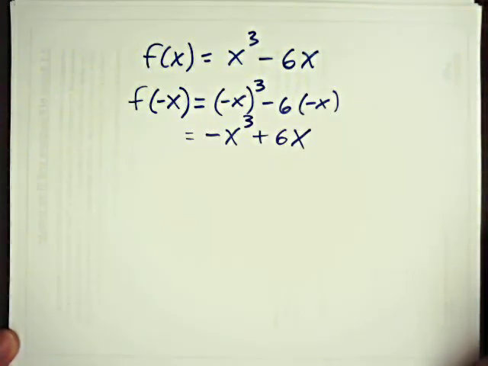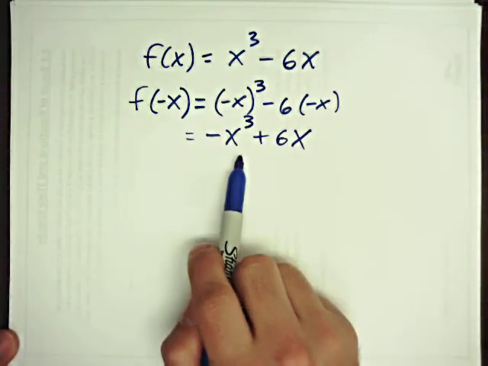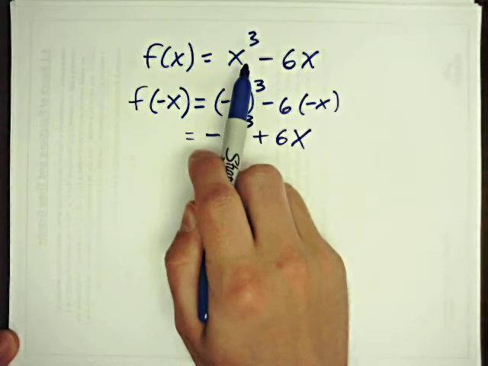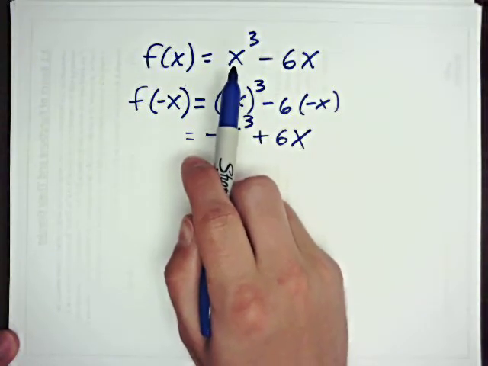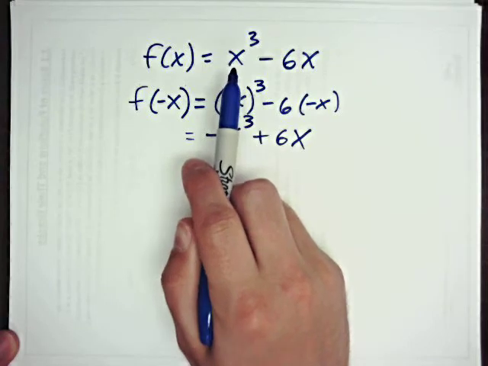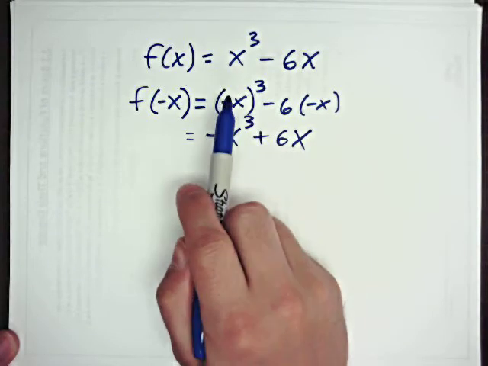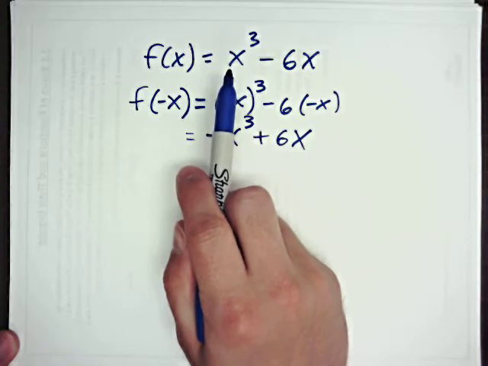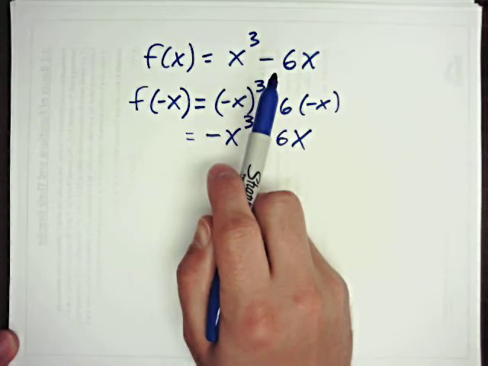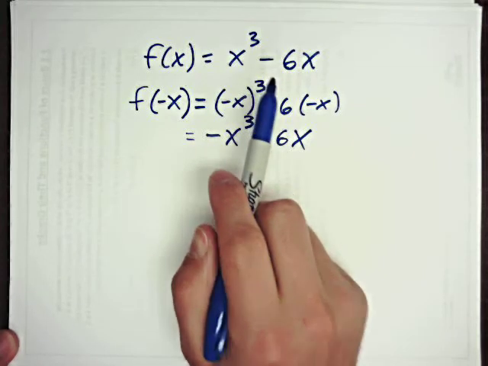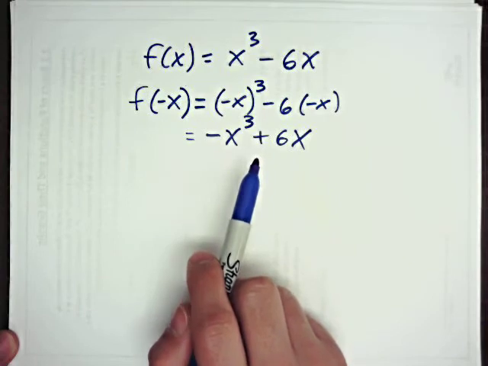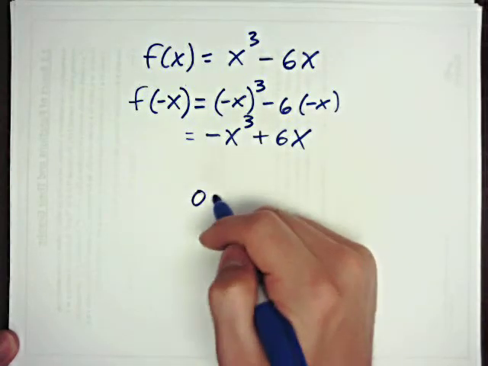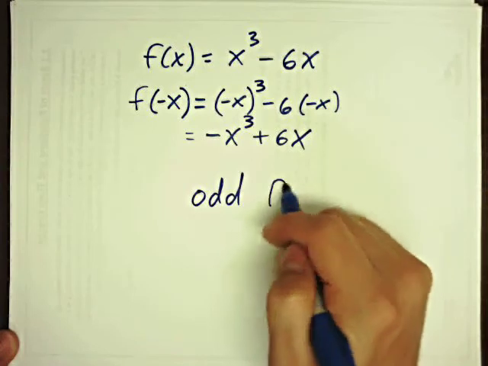So now you go through 2 questions. First, is it the exact same as it was? No. Next question, if I take what I started with and I just multiply everything by negative 1, will I get this? x cubed times negative 1 is negative x cubed, and negative 6x times negative 1 is positive 6x. So this is equal to negative f of x. So we would conclude that this represents an odd function.